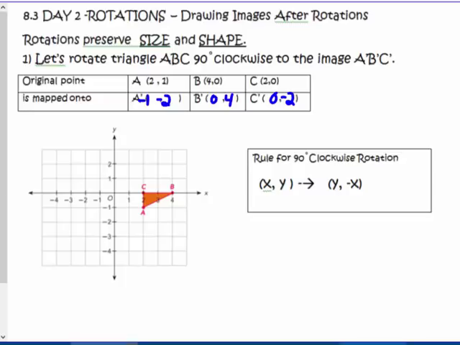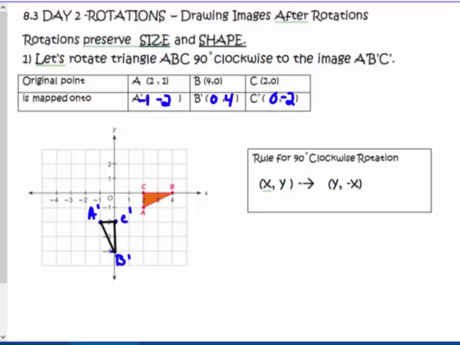So A being -1, -2, A's image, A prime, B prime 0, -4, and C prime 0, -2. So I should be drawing something that's the same size and shape as its original. So I'm going to use my straight edge. Please use a straight edge or a ruler and connect those points. Oh, that's off a little bit. So that original orange triangle is congruent to A prime, B prime, C prime.